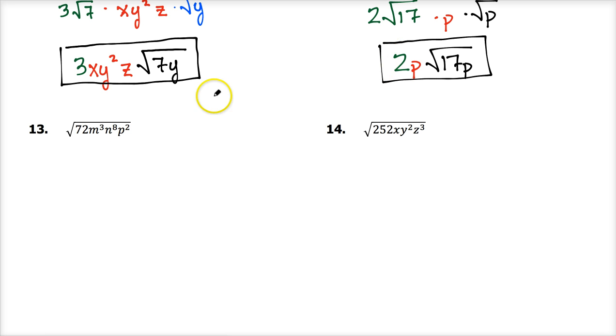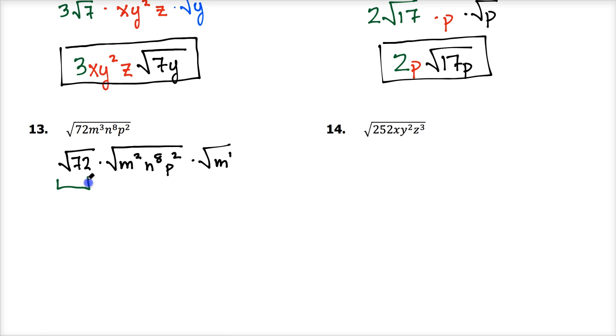Okay, if you did this one correctly, then hopefully you split up radical 72 and then the rest of your variables in the radical. And m cubed means you need to take an m squared here and then an m to the first out here in its own radical. You can keep the n to the 8th and the p squared since they're even exponents.